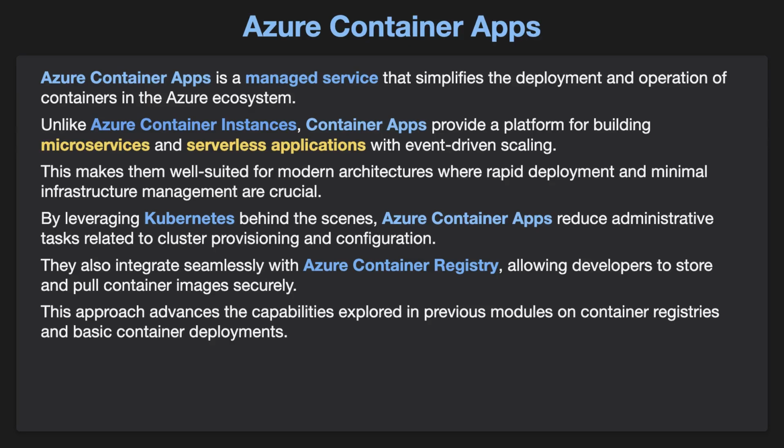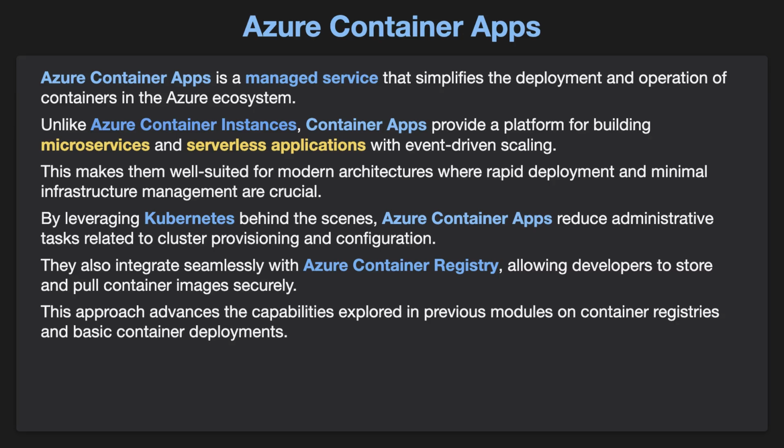Azure Container Apps is a managed service that simplifies the deployment and operation of containers in the Azure ecosystem. Unlike Azure Container Instances, Container Apps provide a platform for building microservices and serverless applications with event-driven scaling. This makes them well-suited for modern architectures where rapid deployment and minimal infrastructure management are crucial.